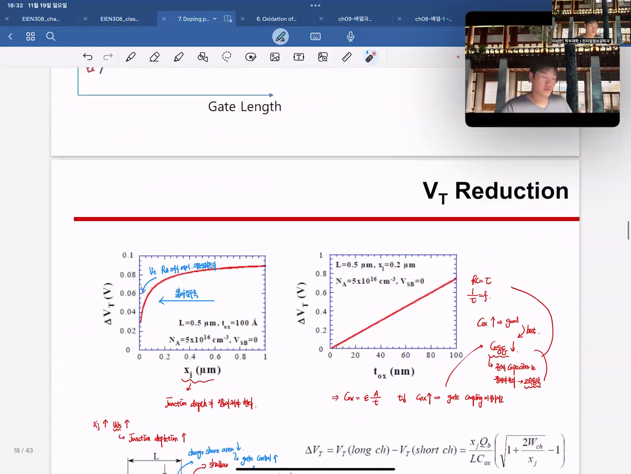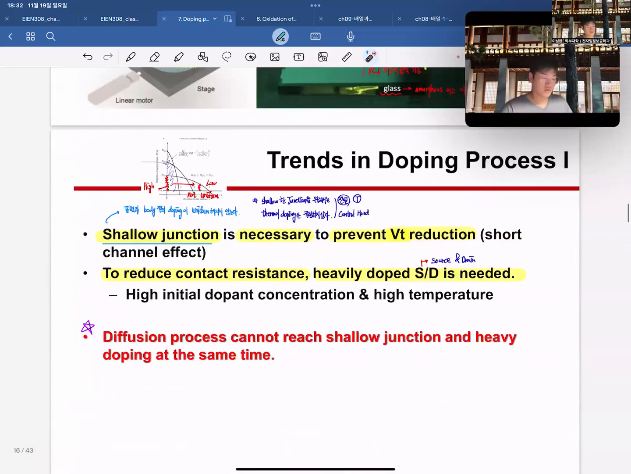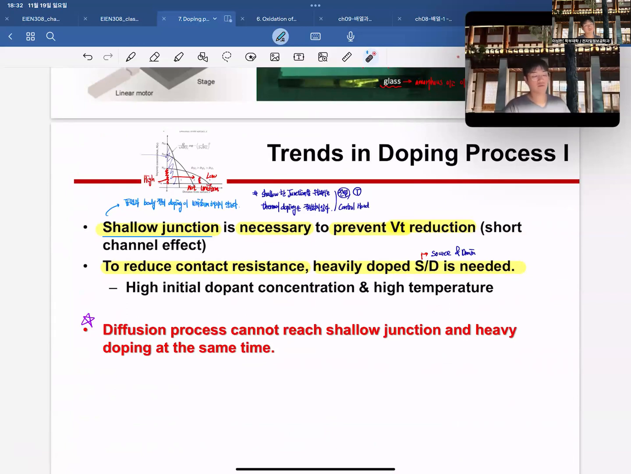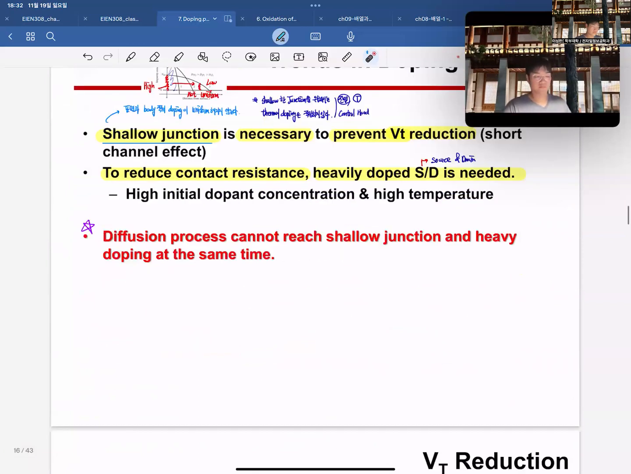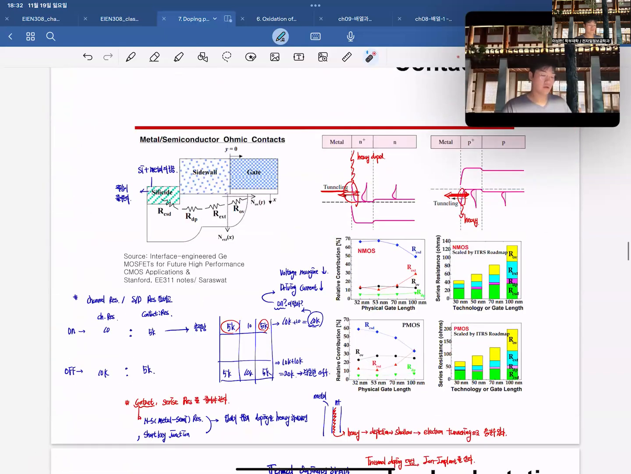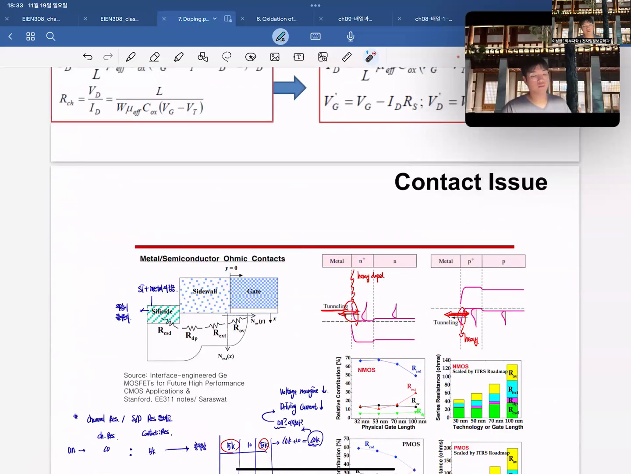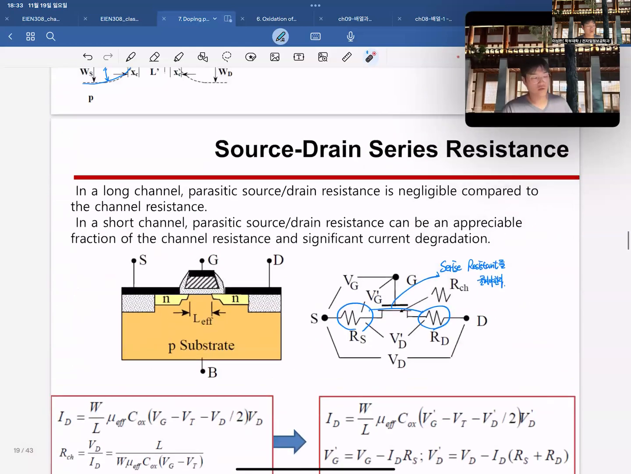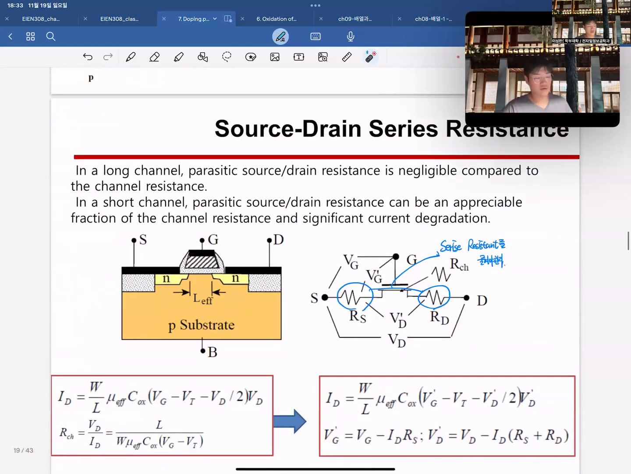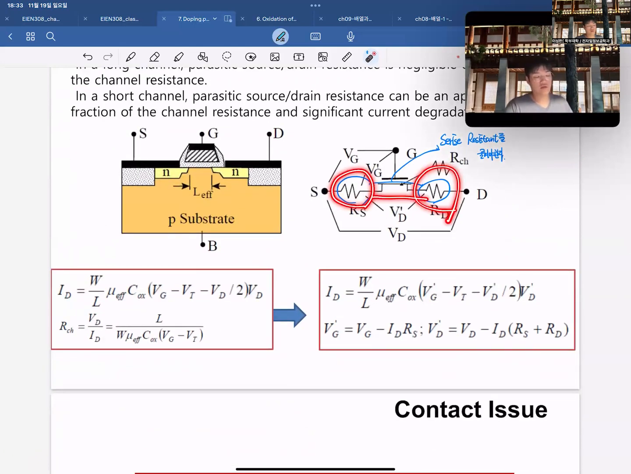In the doping process, shallow doping and heavy doping have a trade-off relationship, so it is hard to achieve both at the same time. When we scale down and make a nanoscale transistor, we have to deal with series resistance. Series resistance occurs and is parasitic, which we don't want. So we can reduce these things. This resistance affects the gate current and the gate on-off state. Its influence is not a good effect.